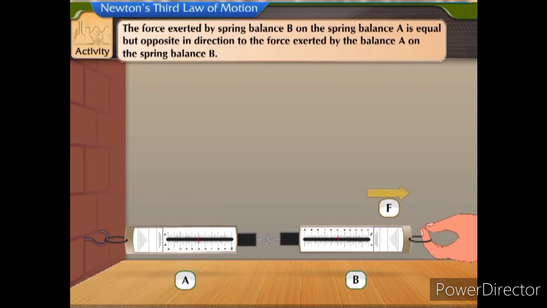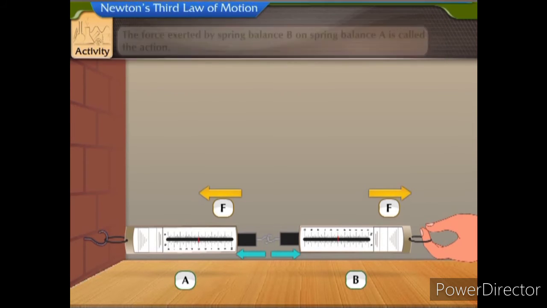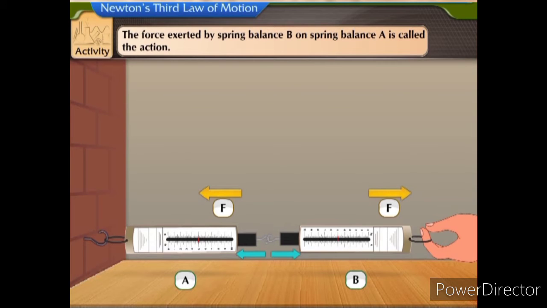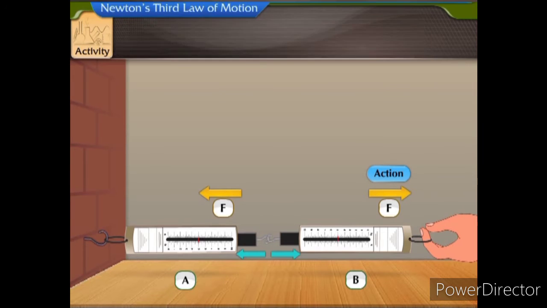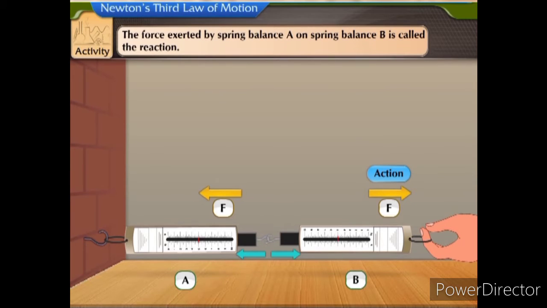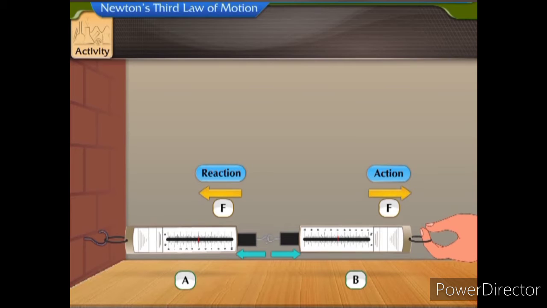This means that the force exerted by spring balance B on the spring balance A is equal but opposite in direction to the force exerted by the balance A on the spring balance B. The force exerted by spring balance B on spring balance A is called the action, and the force exerted by spring balance A on spring balance B is called the reaction. This is an illustration of Newton's third law of motion.